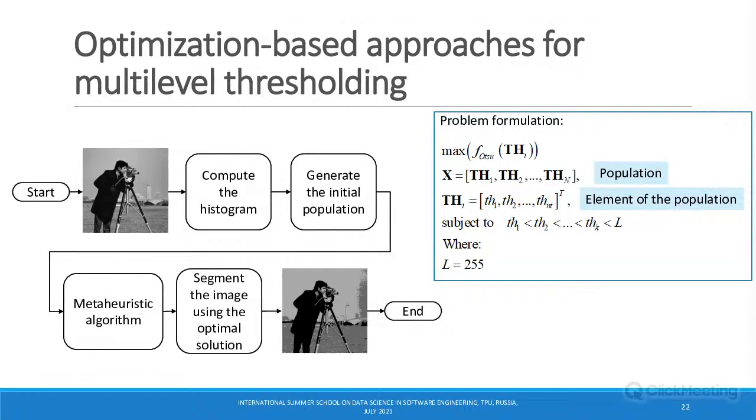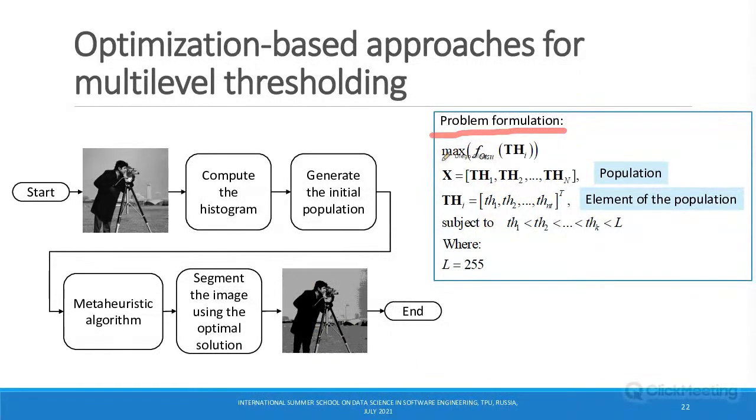To include metaheuristics in these kinds of problems, we could follow this flowchart, where we read the image, then compute the histogram, and generate the initial population randomly in a search space defined in the gray level of pixels. After that, we could apply a metaheuristic algorithm, doing some small modifications based on this problem formulation. At the end of the metaheuristic, we could select the optimal set of thresholds and apply it to the original image to obtain this kind of output.